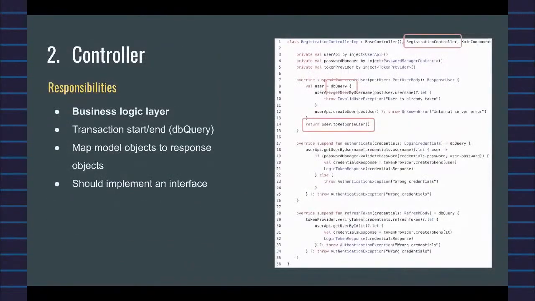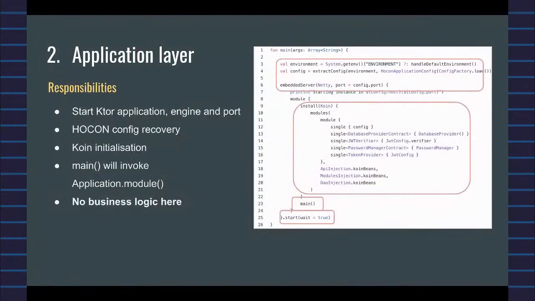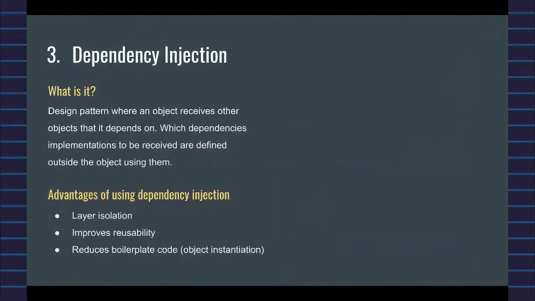As we saw in the previous part in this application layer, the initialization is defining which implementations are going to be provided when an interface is required. So in this case, if we want to recover a database provider contract, as you can see in line 13, then we will provide a database provider object. So this is what means external provider for dependencies.